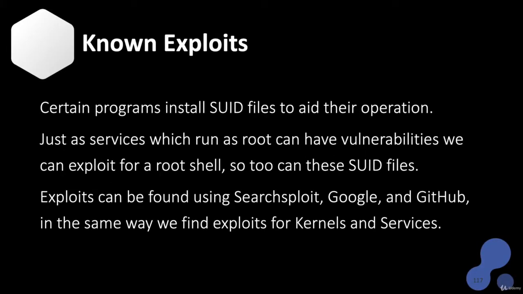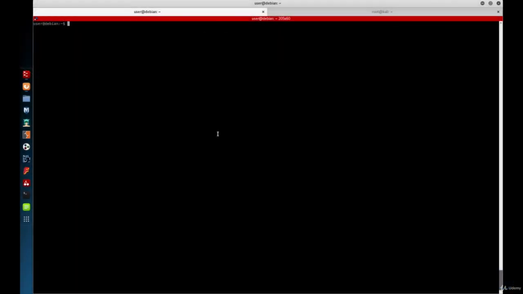Certain programs install SUID files to aid their operation. Just as services which run as root can have vulnerabilities we can exploit for a root shell, so too can these SUID files. Exploits can be found using Searchsploit, Google, and GitHub, in the same way we find exploits for kernels and services. Let's run the Linux Smart Enumeration script.